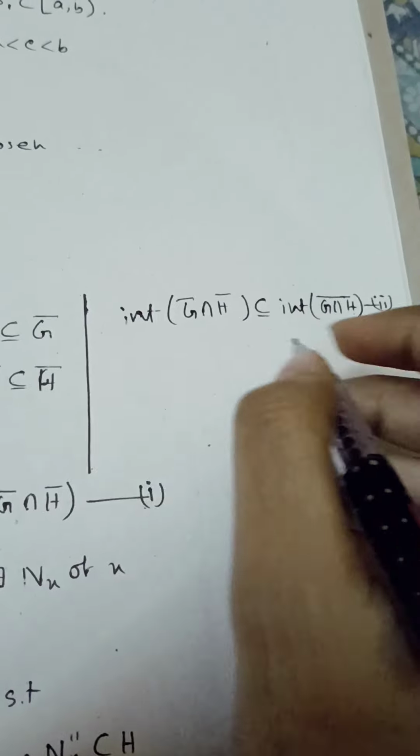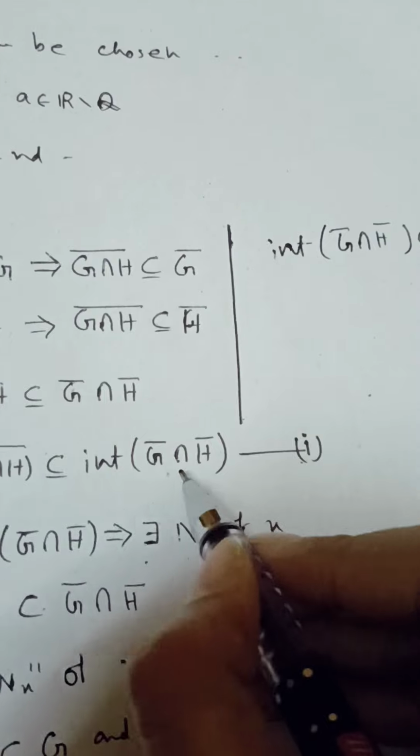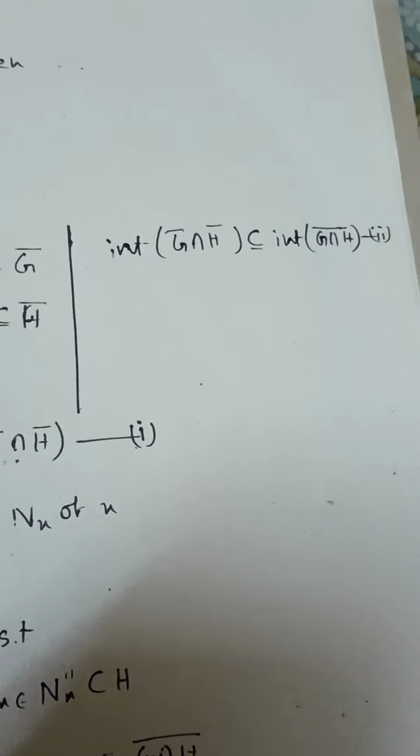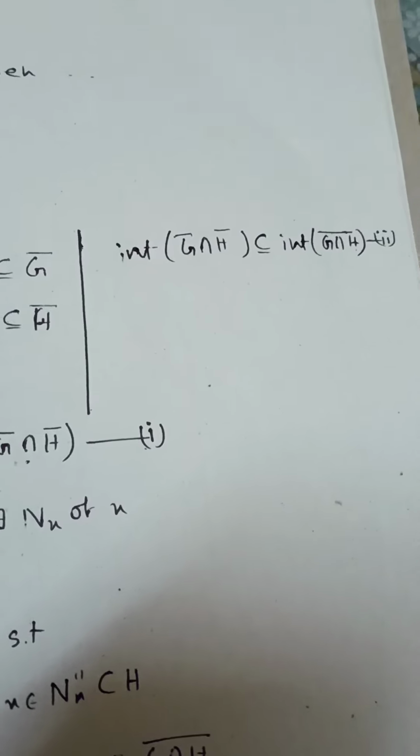So from 1 and 2 we can say that the interior of the closure of G intersection H is equal to the interior of G bar intersection H bar. Now for the second part. It is given that G is open and H is dense in X. Dense in X means H bar is equal to X.